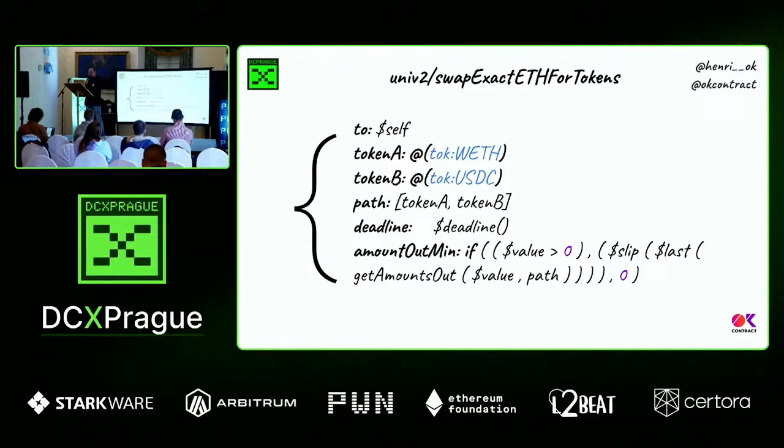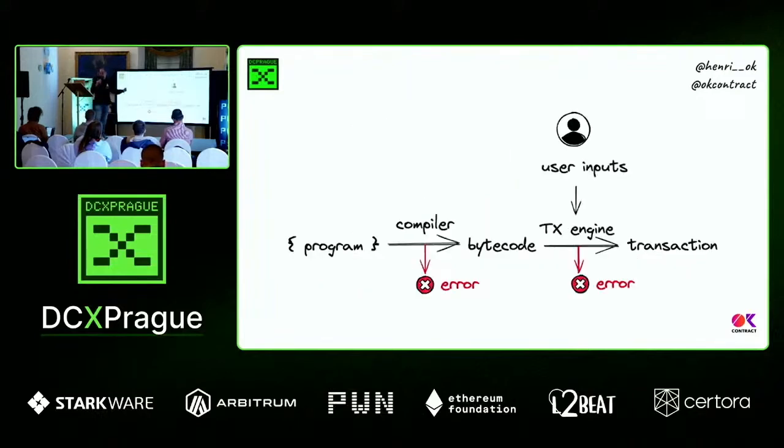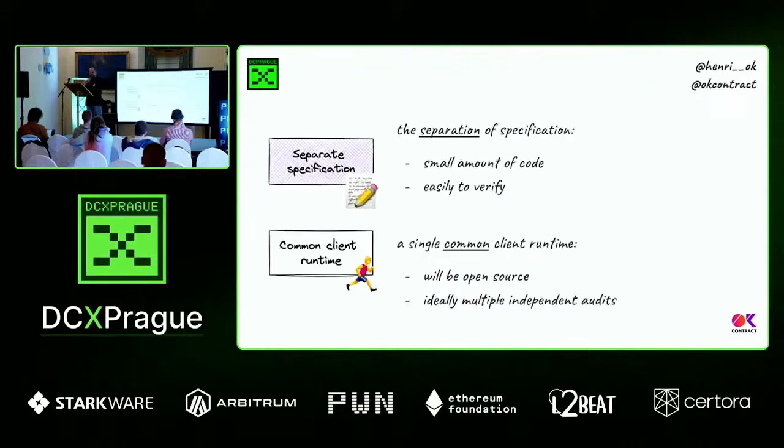With this definition, we can use a compiler to generate some bytecode which describes this transaction. At compile time, we can detect some errors if the transaction is not properly specified, and then have a common transaction engine which takes the user inputs and builds the transaction directly from clients.